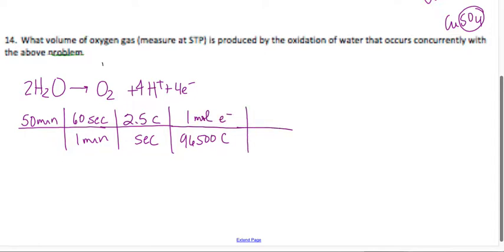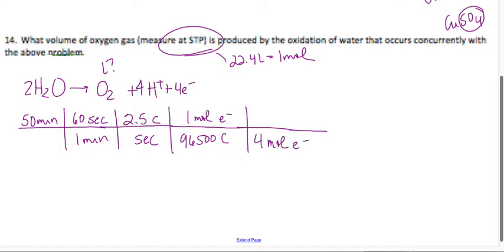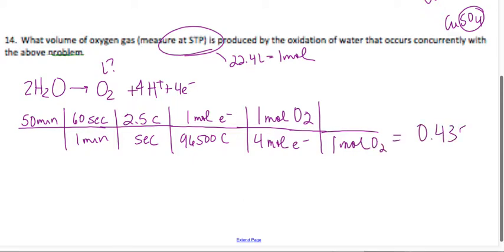Okay, we are looking for liters of oxygen, because it's at STP. Yeah, that's right, 0.435. If you would have done it without the calculator, I would have been a little more impressed. Okay. All right. So set up the same, but because we're at STP, we can use 22.4 liters per mole to solve.